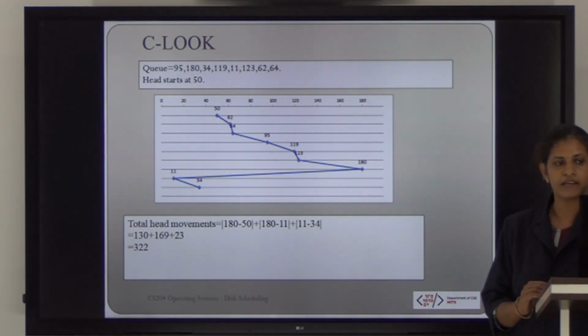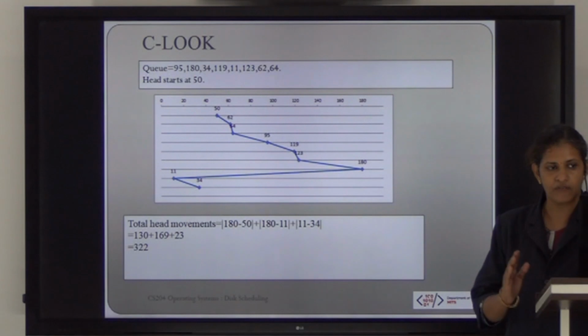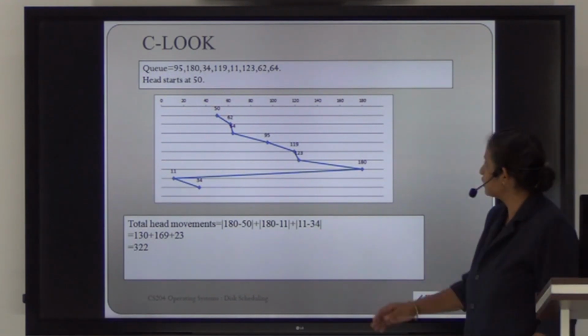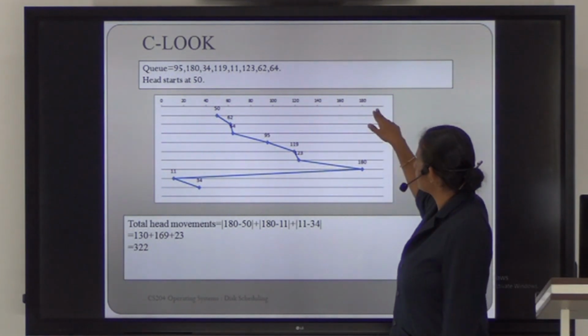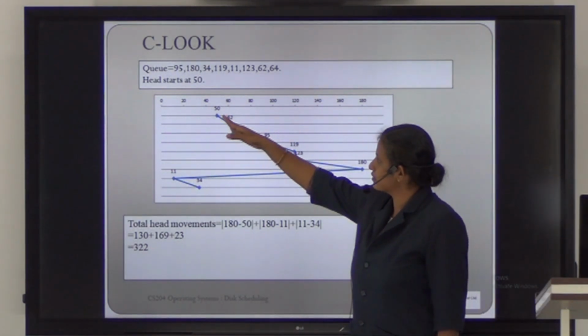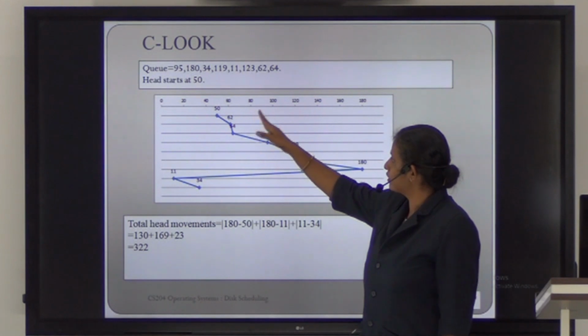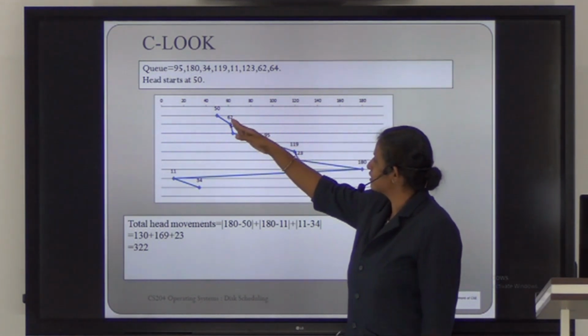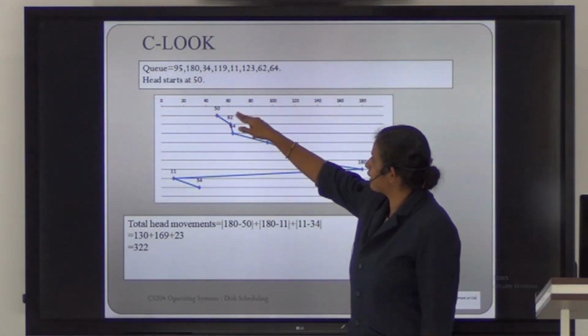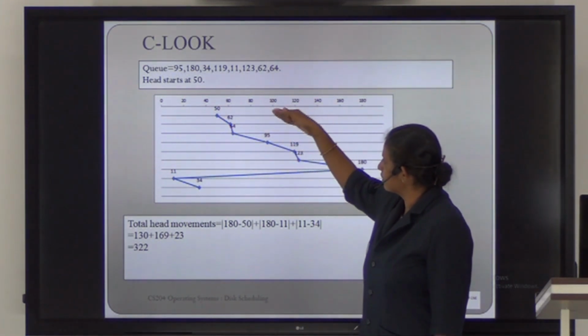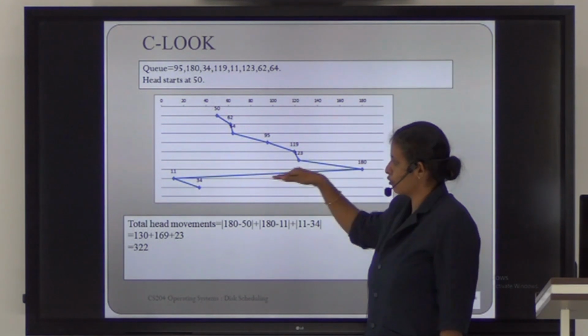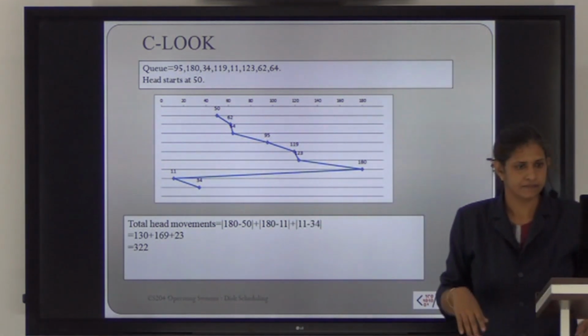And whenever you are asked to find out the number of movements or the seek time by giving a particular queue of requests, initially you draw a line marking the number of heads and the number of tracks or cylinders. Then you approximately mark the numbers on the line and draw the movements of the disk.